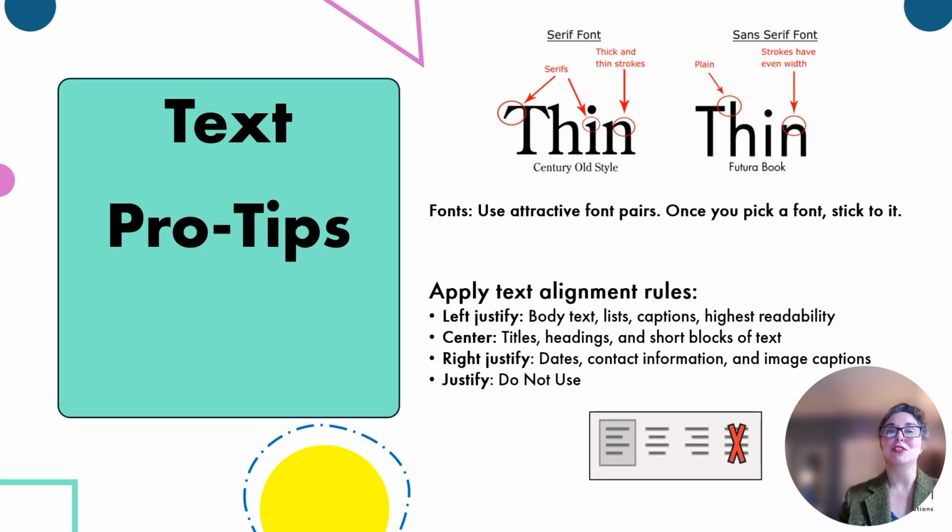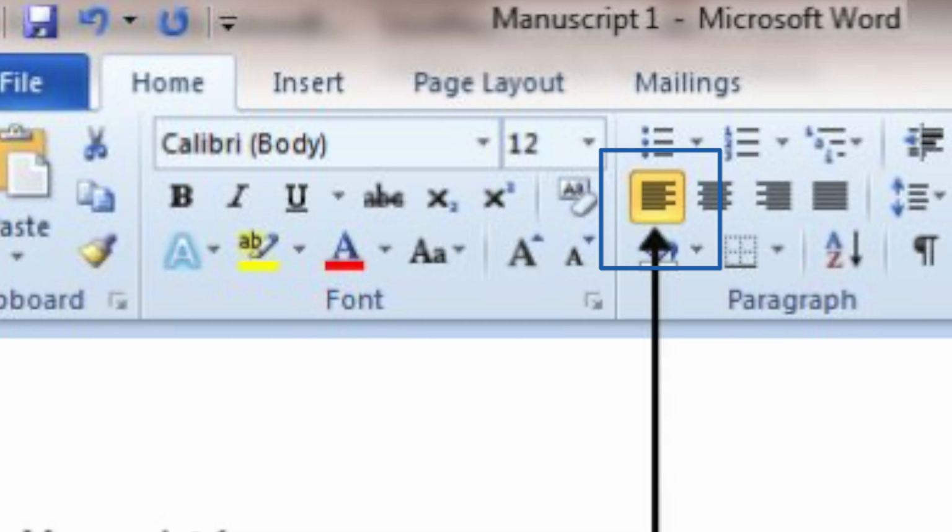The next thing we want to do is apply text alignment rules. So in any kind of Word or PowerPoint presentation, you have this little ribbon. It has these text alignment things up here. This is what you use them for. For most of our text, we're going to use the left justify for bodies, for lists, captions, because it has the highest form of readability.